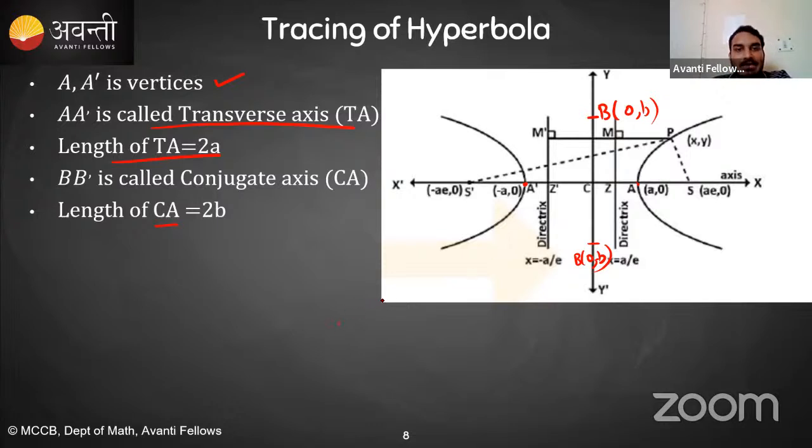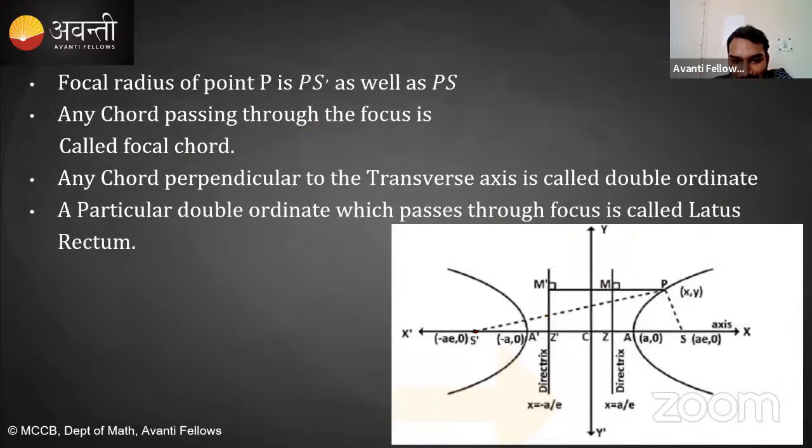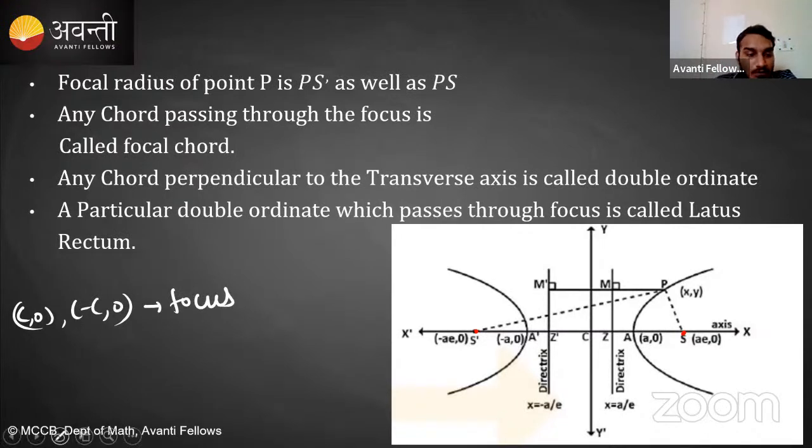Now again the same things: this S and S dash are focus. Okay. Those two constant points (C, 0). Let me write this down again. The (C, 0) and (minus C, 0). Those two fixed points from the definition are known as focus. And we will prove very soon that the value of C is nothing but AE and minus AE. Okay. C is nothing but AE.